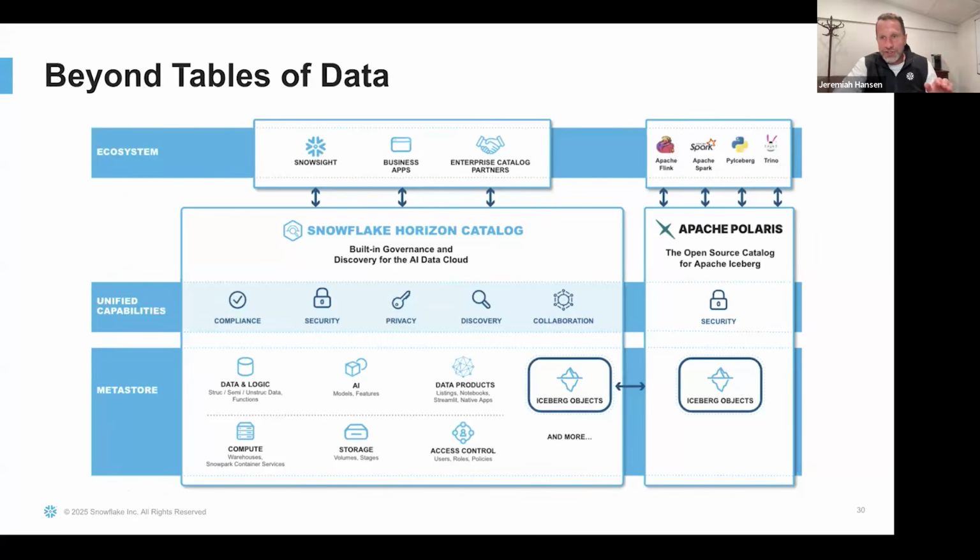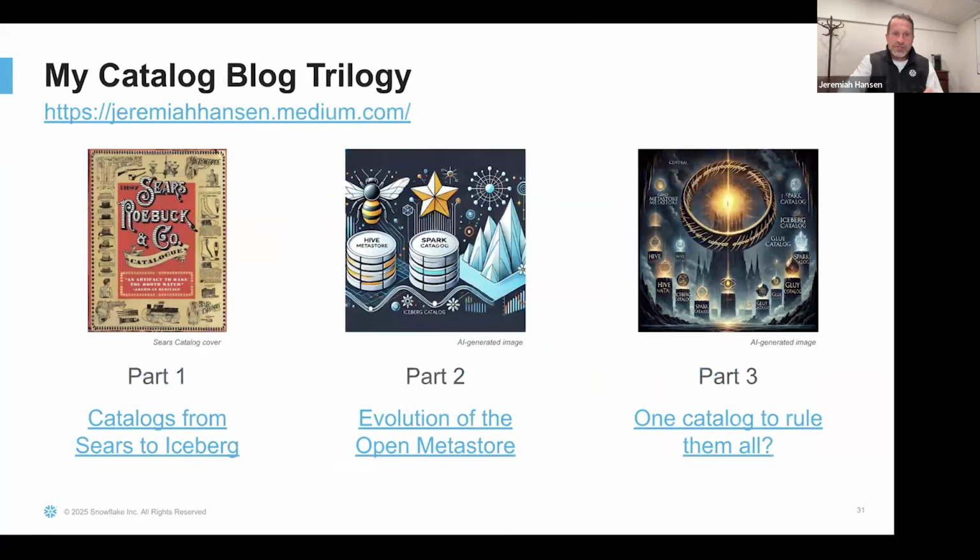This could be like a whole session, a deep dive on Iceberg and Polaris and all of that. But I also wanted to mention briefly, I wrote a blog trilogy on catalogs. I think there's lots of confusion in this space, even today, about catalogs. And so there's a three-part one. And I even ended with a nerdy Lord of the Rings reference around is it going to be one catalog to rule them all or not? And I have some thoughts there that I think are shaping up in the industry. So take a look if you're interested. There's more details on that.